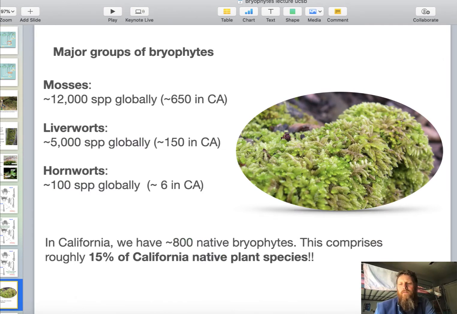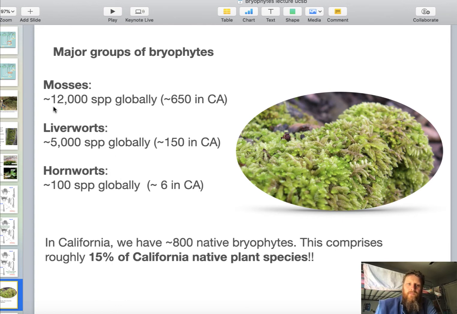So these are all the things that hold bryophytes together as a group. And so now we're going to focus on what the differences are between the three lineages of bryophytes. The names of the three are the mosses, the liverworts, and the hornworts.